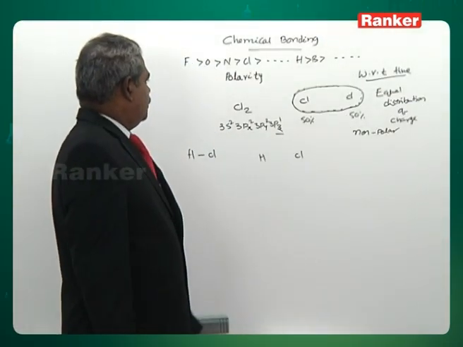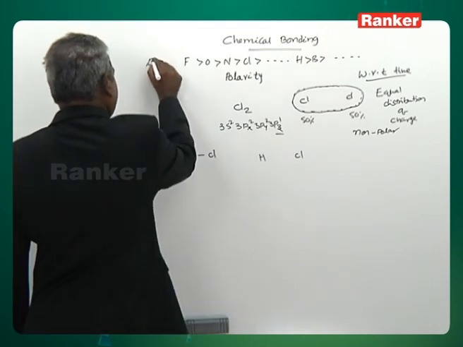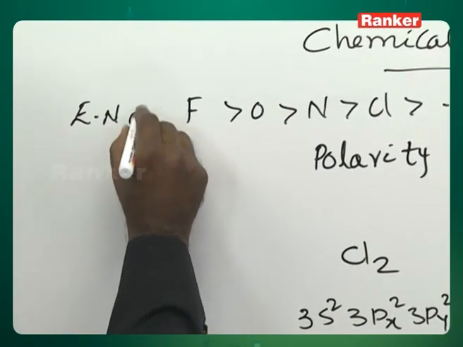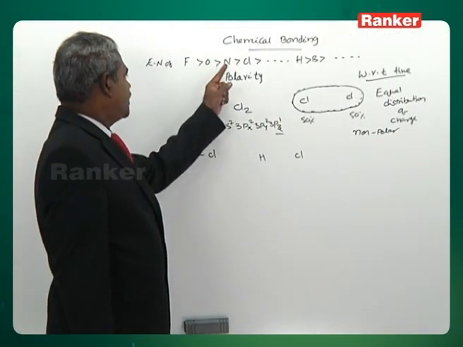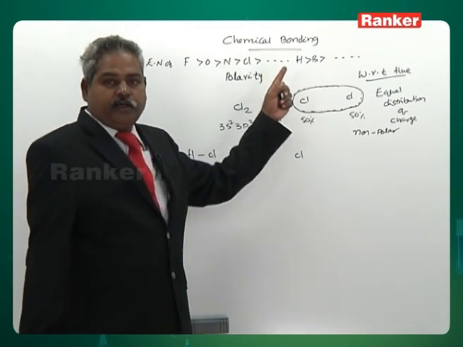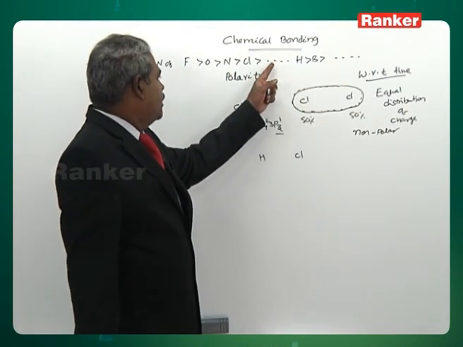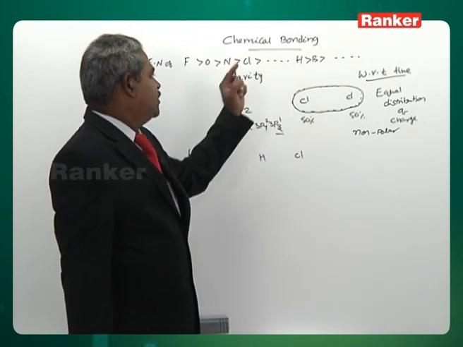So, fluorine is the most electronegative. So, this is the electronegativity of fluorine greater than oxygen greater than nitrogen greater than chlorine. And you will get the other non-metals here. You know which are non-metals: bromine, iodine, sulfur, phosphorus, carbon, silicon. All others will be here.